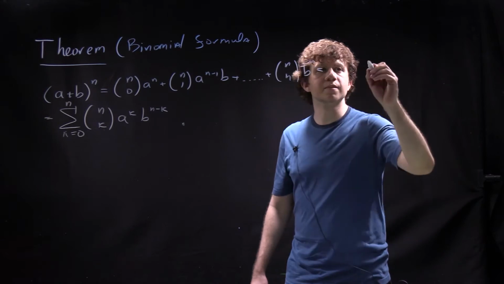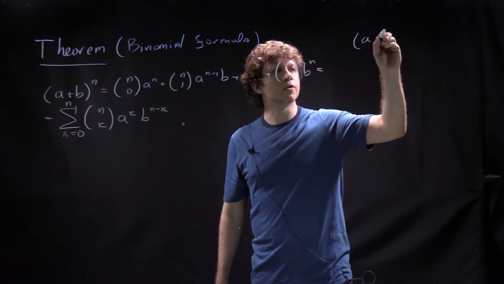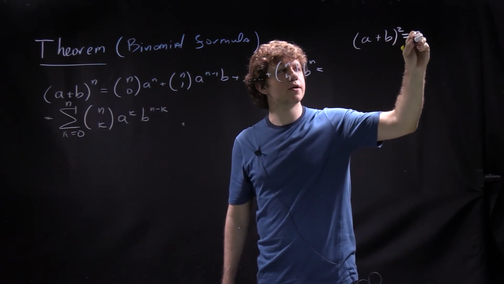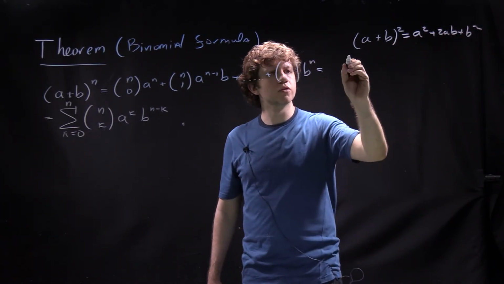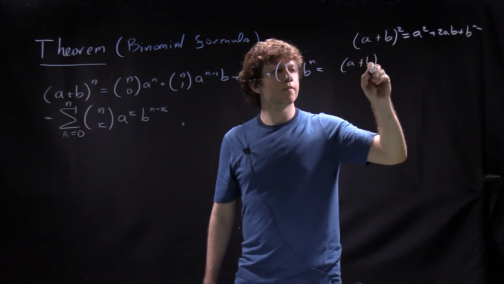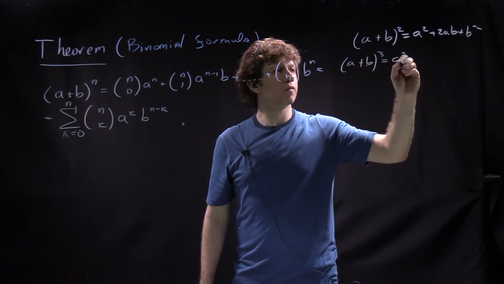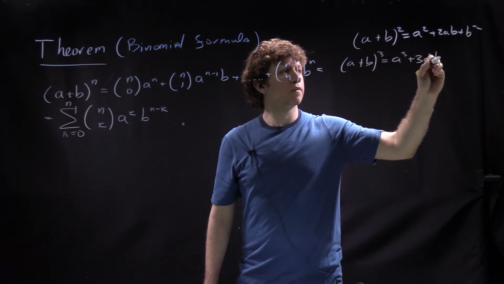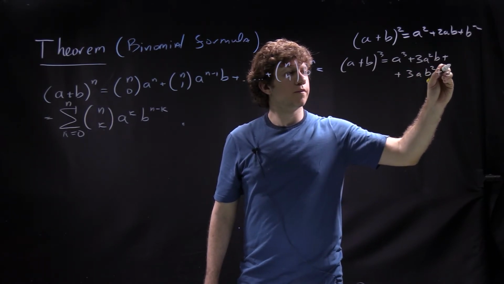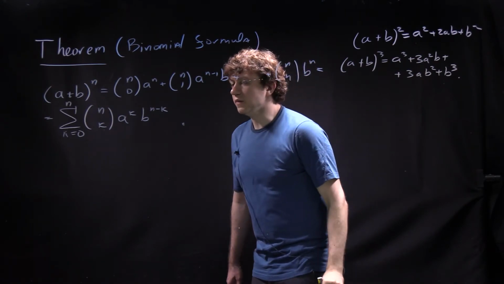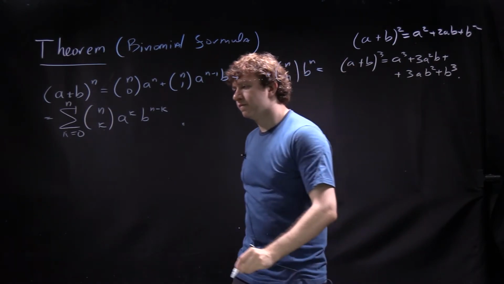And of course, the simplest cases, which you probably know by heart, are (a+b) squared and (a+b) cubed. Perfect. So how to prove it?